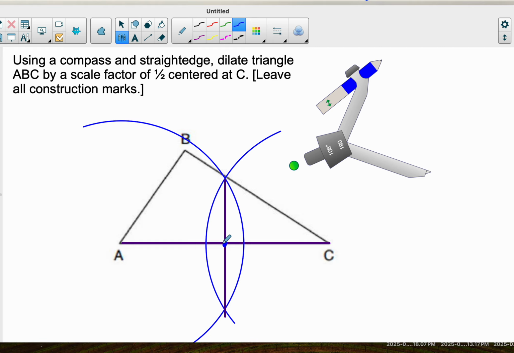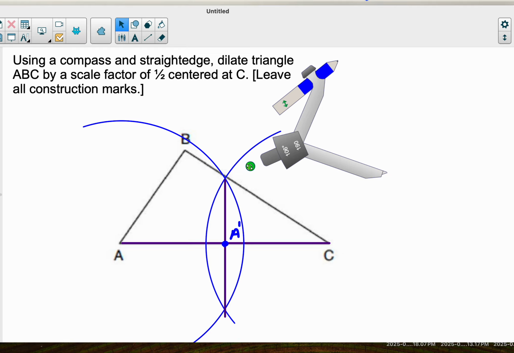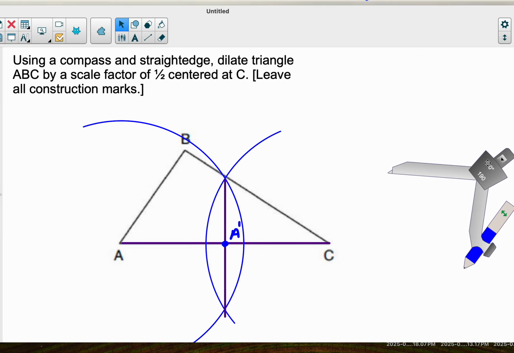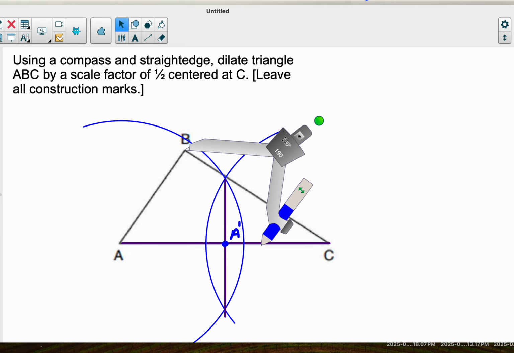And where it hits the side of the triangle, that's point A prime, because it is halfway in between A and C. So it's half the distance that the original point A was from point C. And now we just need to do the same thing for point B. So I'm going to put my compass point on point B, and I want to find half the distance that B is from C. I'm going to use a different color for this.